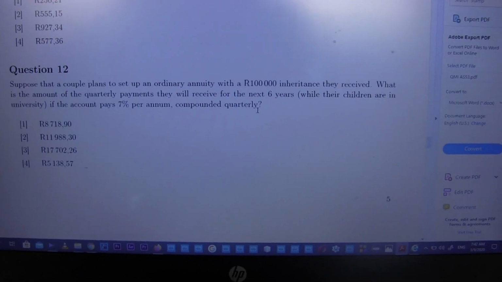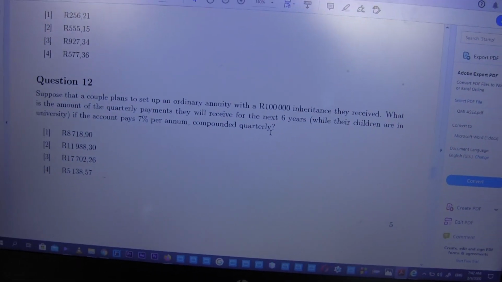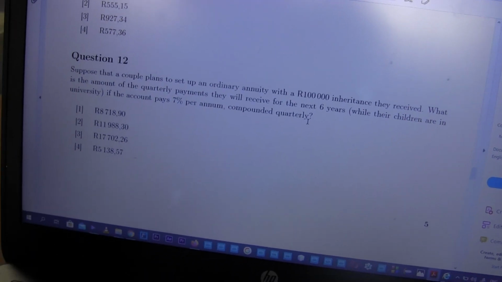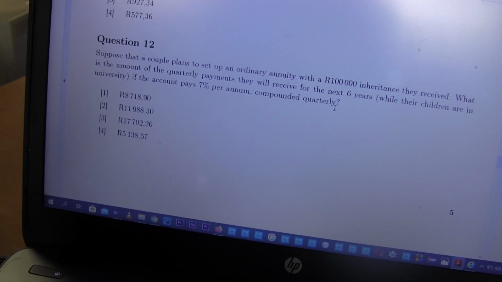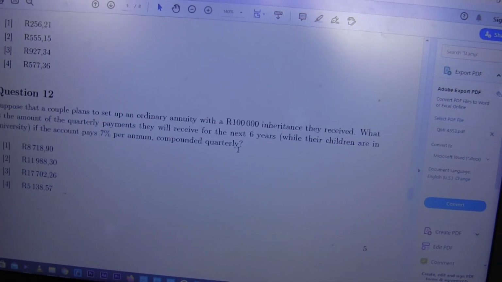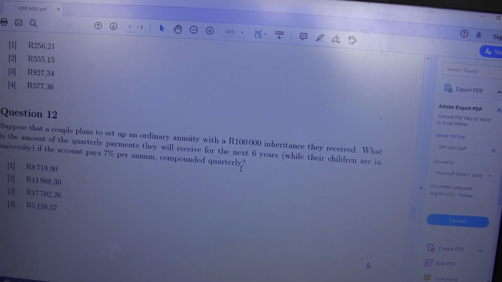Okay, question number 12. I'm going to do questions 12 and 13. They say suppose a couple, you know what I'm saying? These people probably love each other. They want to get married, girlfriend and boyfriend. They set up an ordinary annuity of 100,000 inheritance they receive.